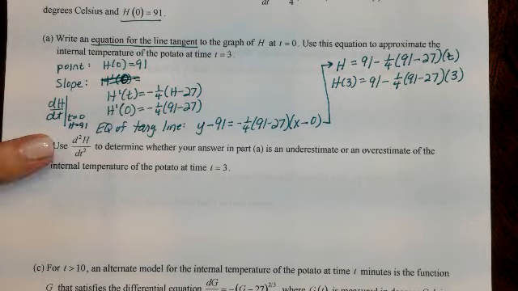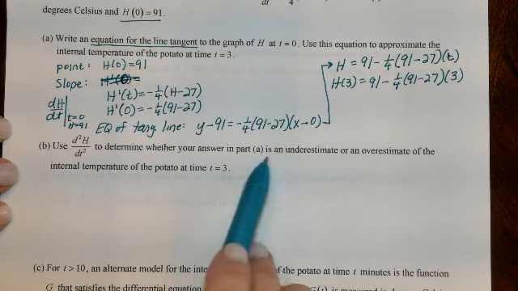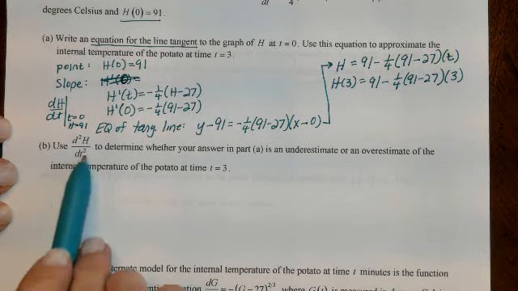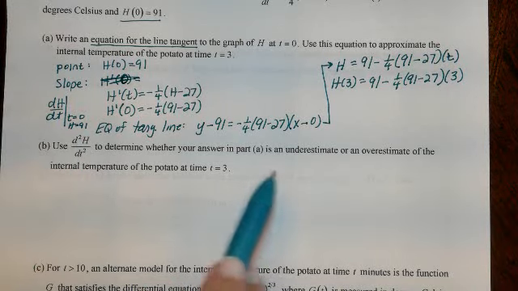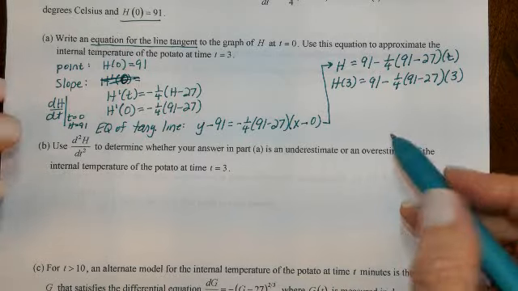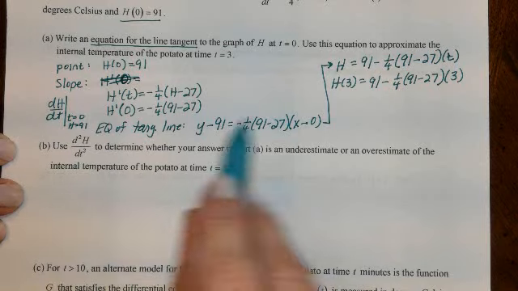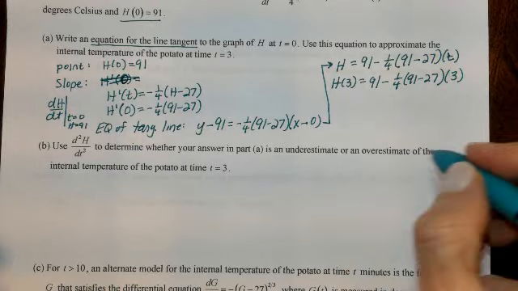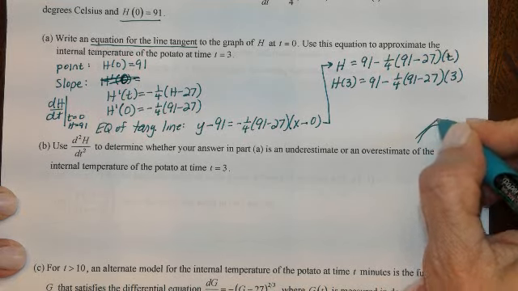Okay. Part B. Use the second derivative of h with respect to t to determine whether your answer in Part A is an overestimate or underestimate of the internal temperature. The second derivative, remember, determines concavity. So h is some kind of curve. And the concavity of that curve will help us determine if a tangent line will be above the curve or below the curve. If we have a concave down curve, then the tangent line would be above the curve.